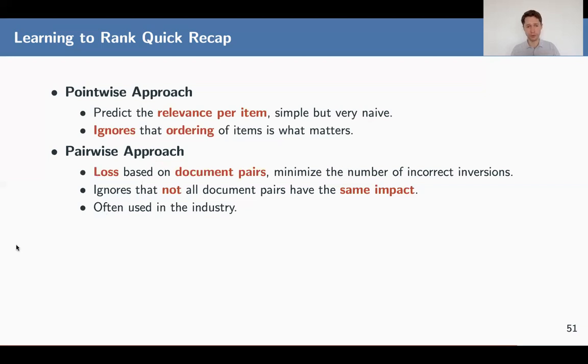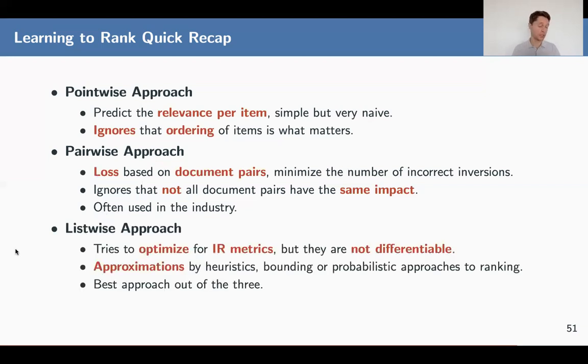This approach is still used very often in industry, but the best set of approaches is the listwise approach. It optimizes the IR metrics, those offline metrics that we studied before, directly, even though they are not differentiable. But the downside is that it's more of a heuristic approach, although there are also more formal approaches that we mentioned in the end. But it directly optimizes the metrics, and that's why it's the best approach out there. And it's still used a lot, especially approaches like LambdaRank or LambdaMART that I mentioned before.